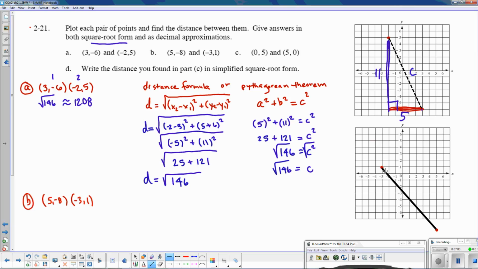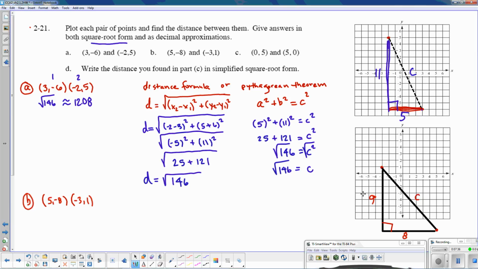Bam, just like that. So if you want, you can do the Pythagorean theorem if you're more comfortable with that process, or you can do the distance formula. Either way, what you're looking at is another right triangle. This side goes from +5 to -3, which is a total distance of 8. And this distance goes from +1 all the way down to -8, so that would be a distance of 9.